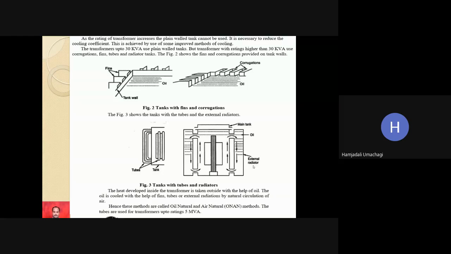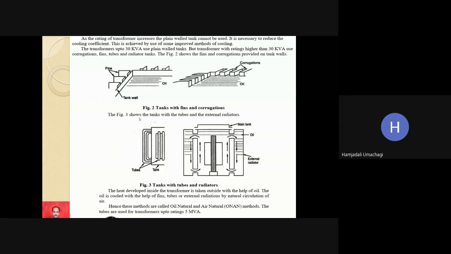There also, whatever heat is developed inside the engine and all has to be given out to the outside atmosphere, yes or not? For that sake, we are using radiators there. In the same way, here also we are using radiators at the side of the transformer. You can see here also there is a radiator. This is also a radiator. Similarly, here also the tubes. These are the fins and these are the corrugations.